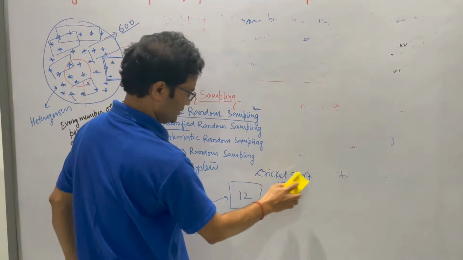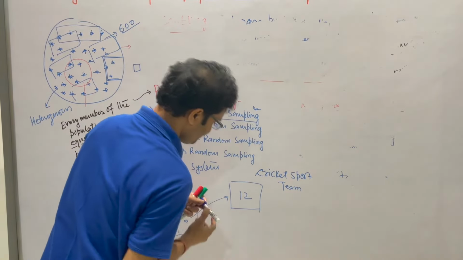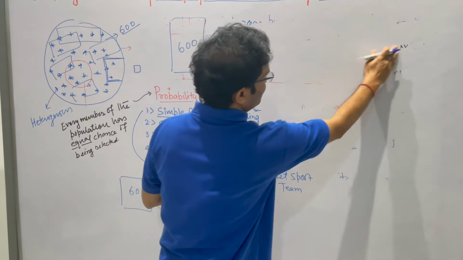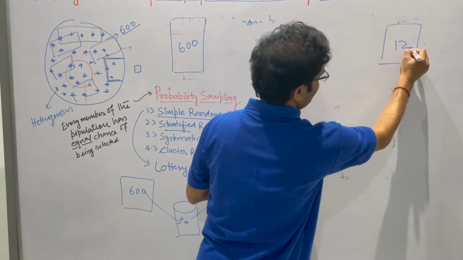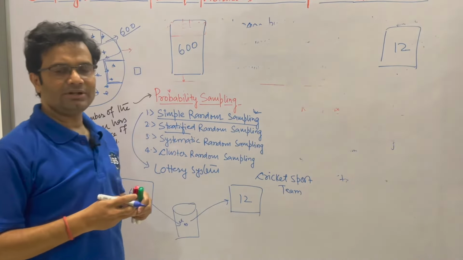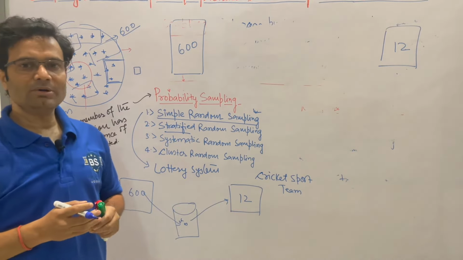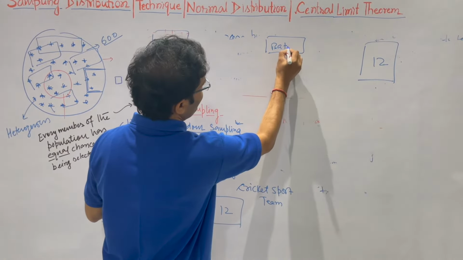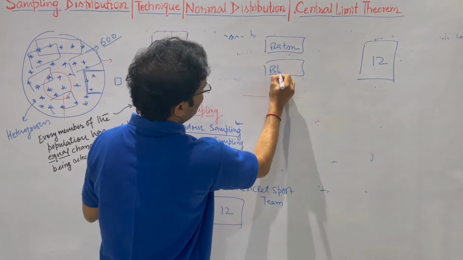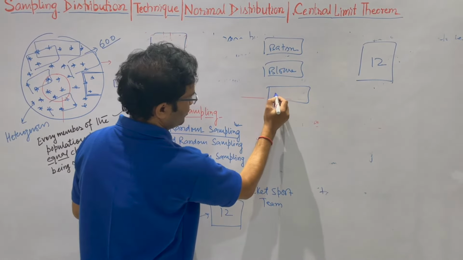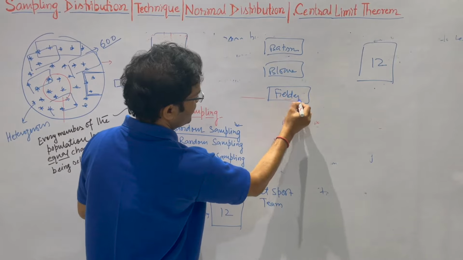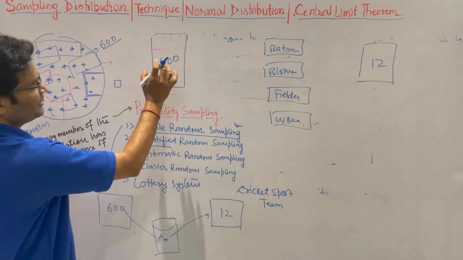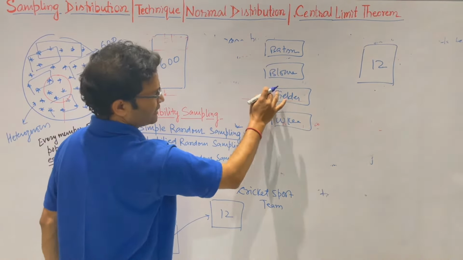So take the same example, the cricket sports team. You have the 600 students here, and you need the 12. In cricket, the team members could be a combination of batsmen, bowlers, fielders and wicket keepers. You want some good batsmen, some good bowlers, some good fielders, and a good wicket keeper, right? So what you will do is divide this 600 into these 4 strata.